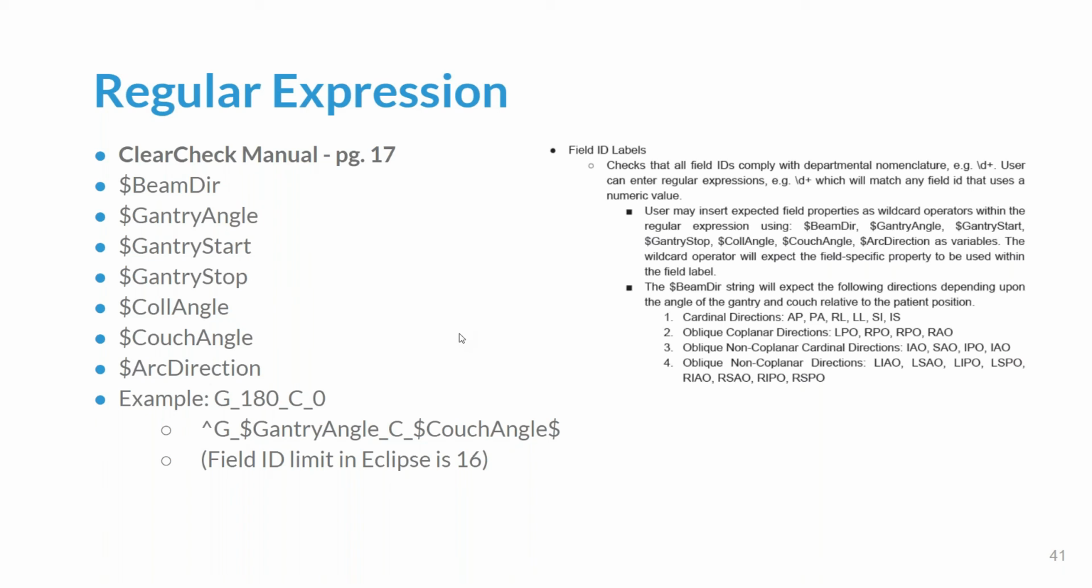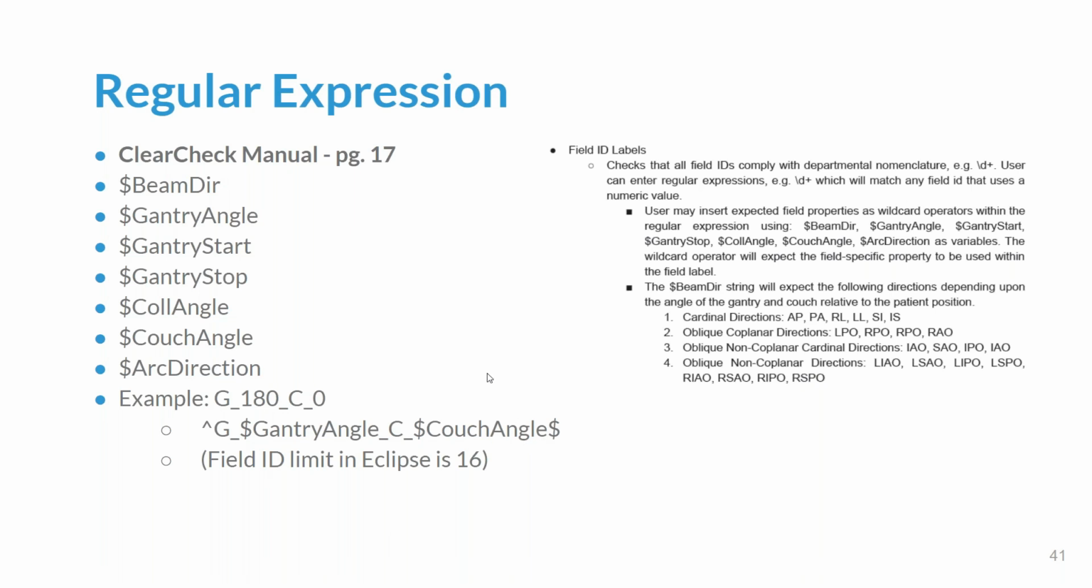This is outlined in the ClearCheck manual, page 17. You can see all the different kinds of wildcard operators we support in this workspace, and a brief explanation over on the right of all the different things that you can include. And you can get very creative as well by combining these together. So you can have that same example from before, but if you also wanted to include a couch angle, you might want to do an underscore C and then plug in that couch angle parameter there at the end.